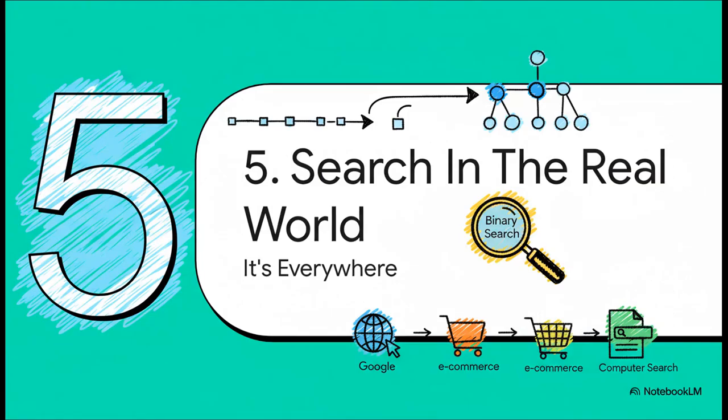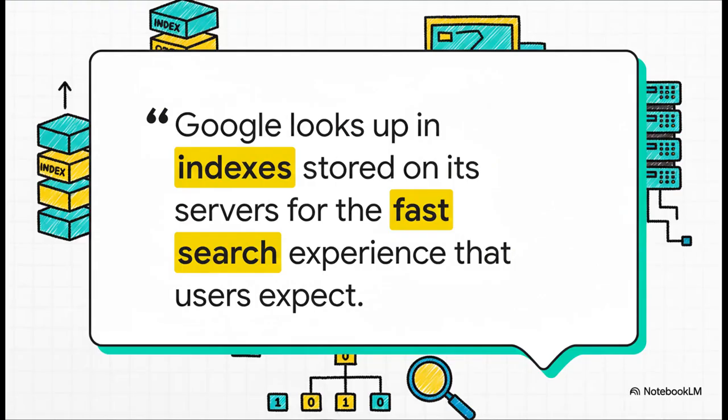This is all cool in theory, right? But where do we actually see this stuff in action? The answer is absolutely everywhere. You're using this all day long and you probably don't even realize it. Take it from Diana Goria, a software engineer at Google. She confirms that when you type something into that search bar, Google isn't reading every single web page on the internet. No way. It's using these massive pre-built indexes to jump directly to the relevant results. That's the secret to getting answers in milliseconds.